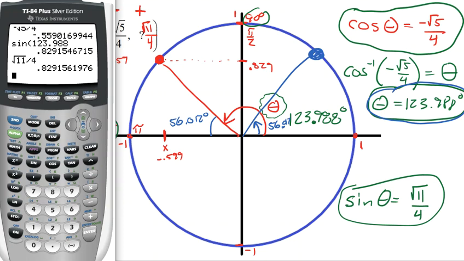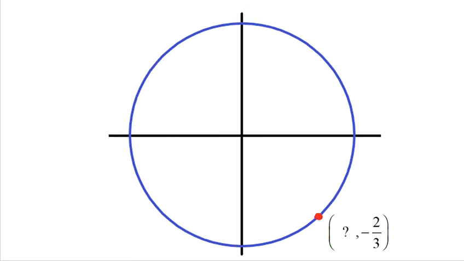I truly hope you understand that. Let's do another problem here. Now this time we're in quadrant 4. So we're down here in quadrant 4.